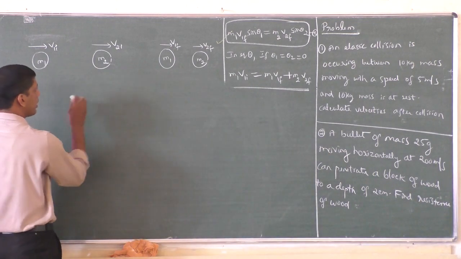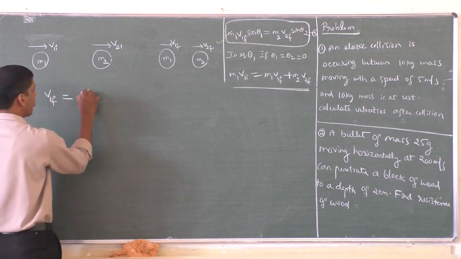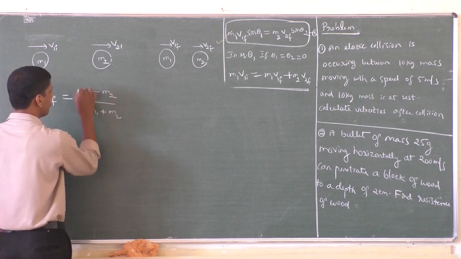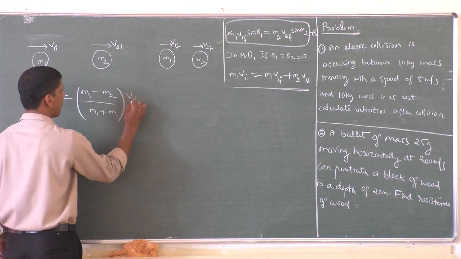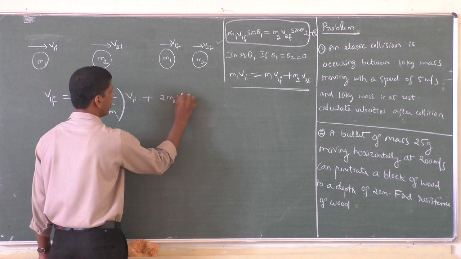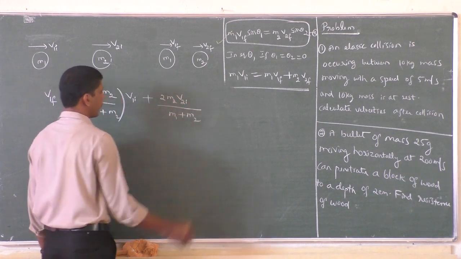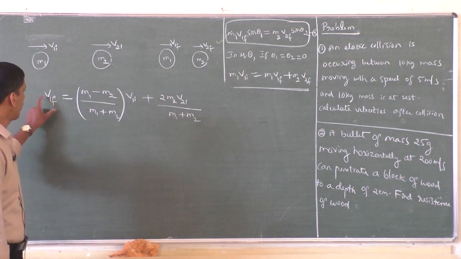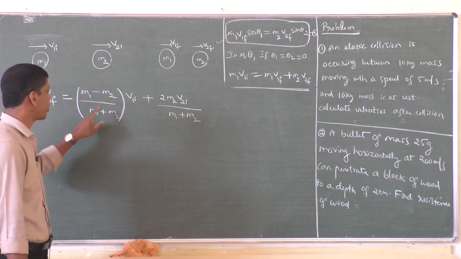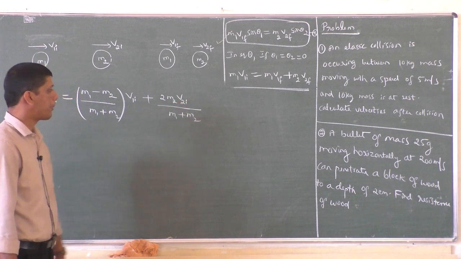The formula for v1f, that is the final velocity of the first body, is given by m1 minus m2 by m1 plus m2 into v1i, plus 2 times m2 v2i divided by m1 plus m2. So this is the formula. Final velocity of the first body, v1f, is equal to m1 minus m2 by m1 plus m2 into v1i, plus 2 times m2 v2i divided by m1 plus m2.